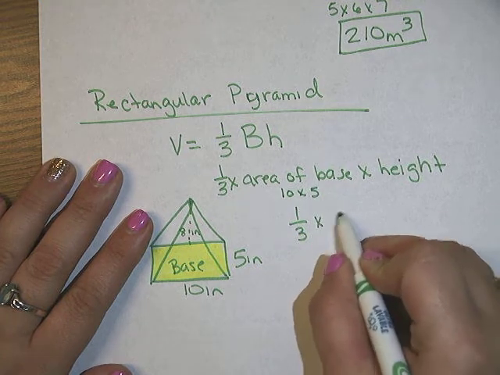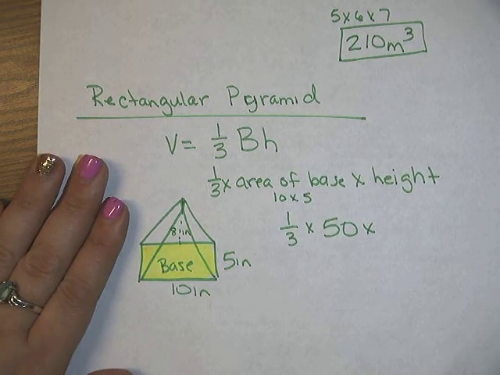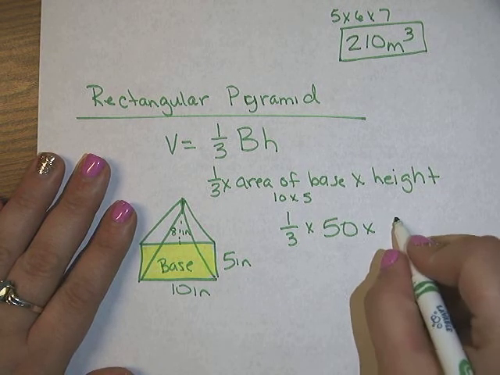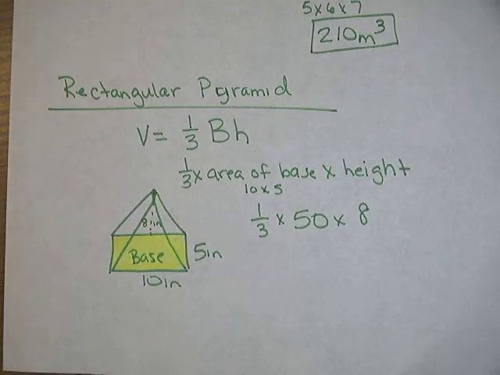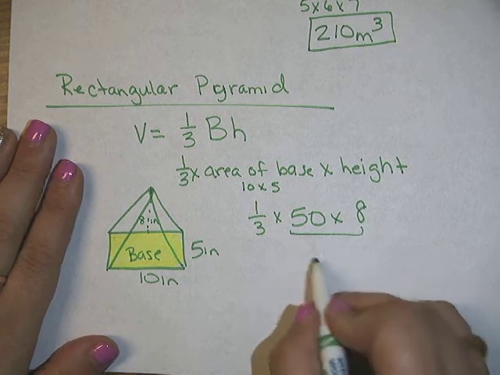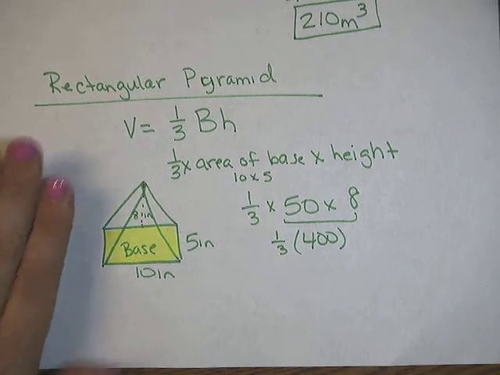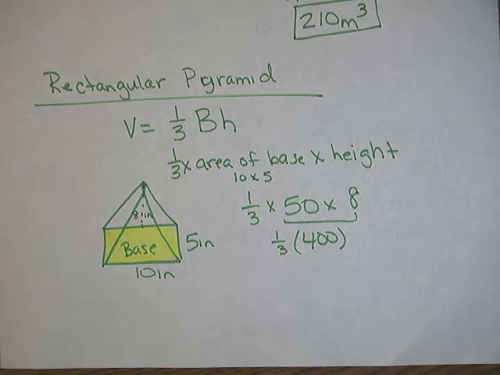Okay, so I'm going to multiply 1/3 times the area of the base. My base is a what? Rectangle. So the area of my base is 10 times 5, which is what? 50. My height is where there's a right angle, which is where? Inside, and it's 8. Multiply these together. If I'm doing this in my head, I'm going to do this first and say, well, that's 400.